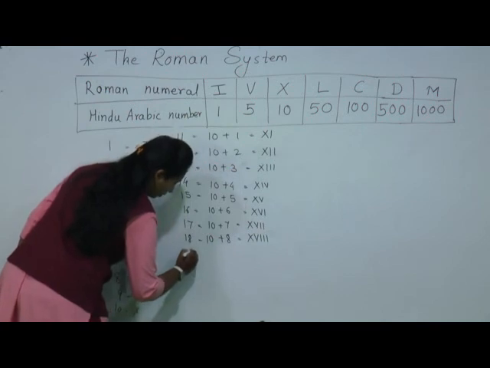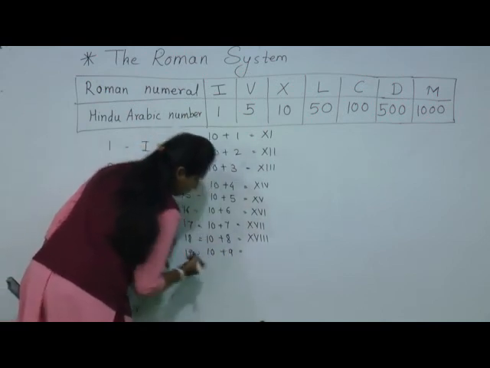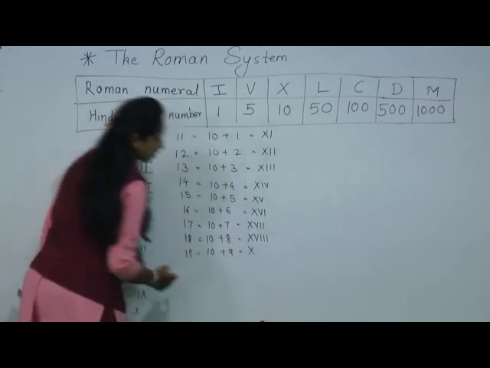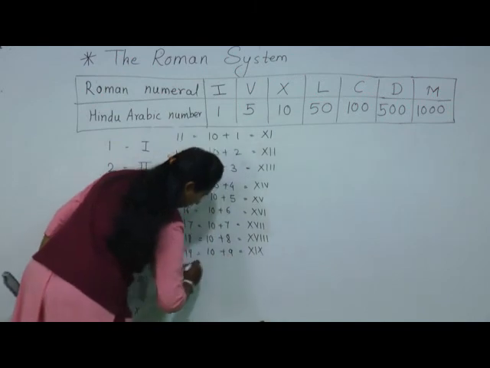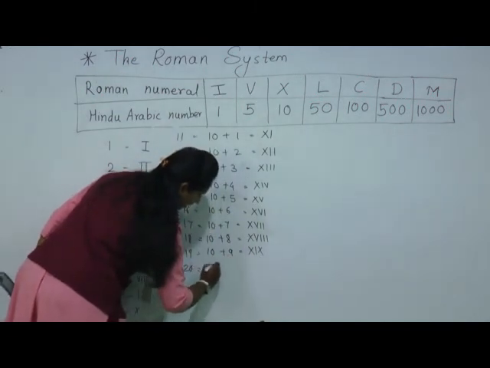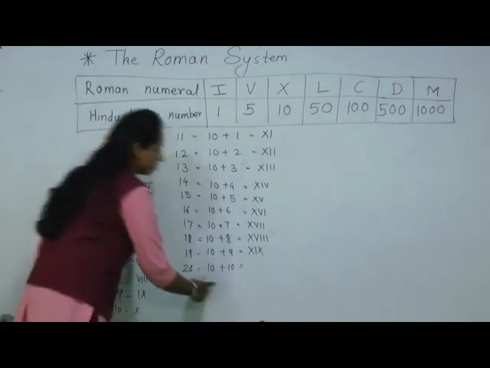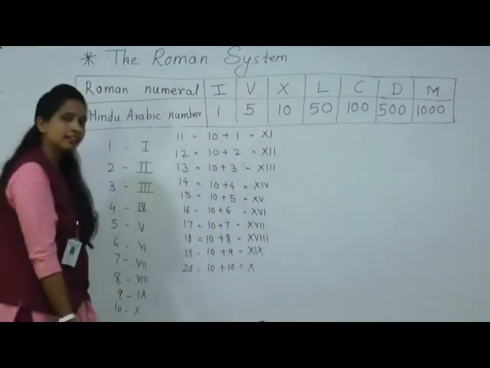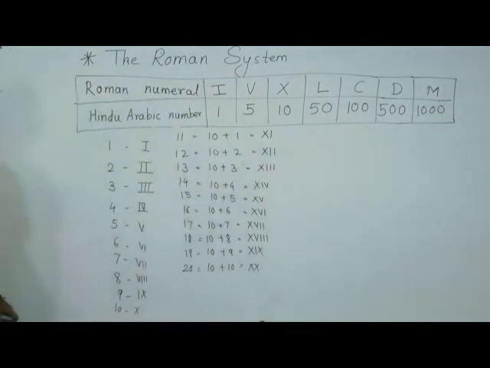Okay. Now what about 19? 10 plus 9 is 19. So 10 is represented as X and 9 is represented as IX. Now 20. 10 plus 10 is 20, isn't it? Now 10 is represented as X. Another 10, so take double X. Double X means 20. Got it?